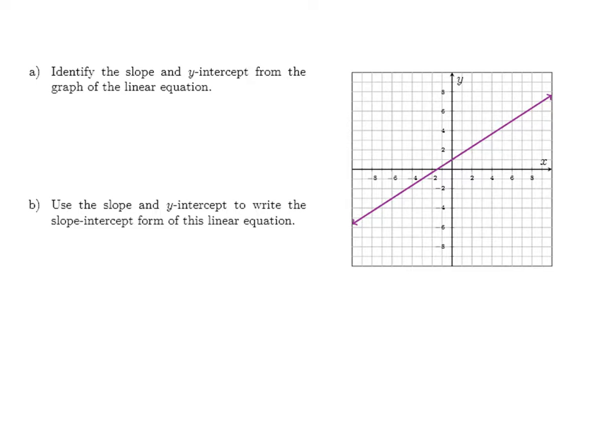Now it's your turn to use the graph of a linear equation to identify its slope and y-intercept, and then use the slope and y-intercept to write that linear equation in slope-intercept form. Stop this video, take a moment to write out your answers to these problems in your lecture outline packet, and then turn the video back on to check your answers.